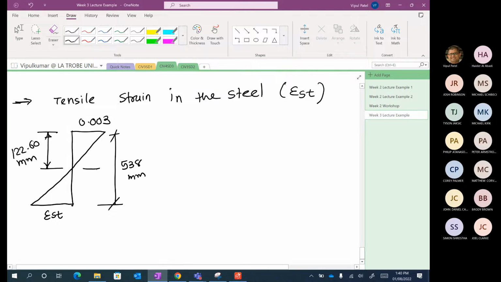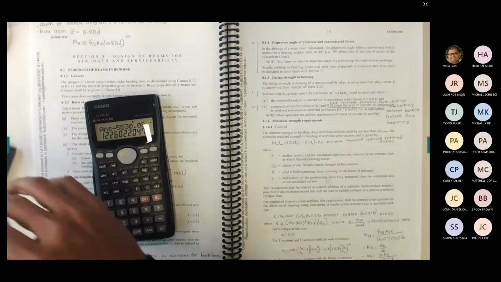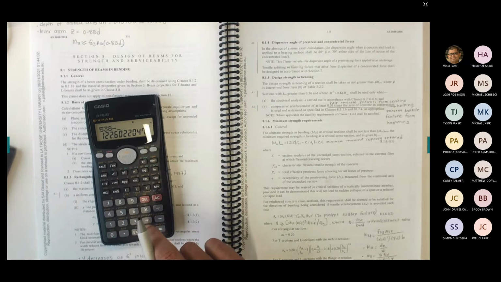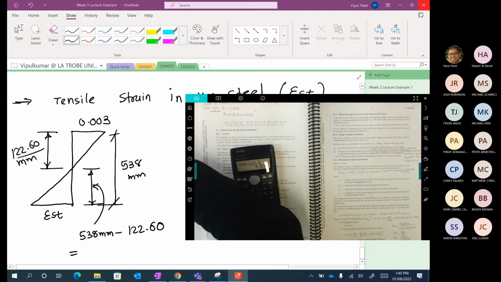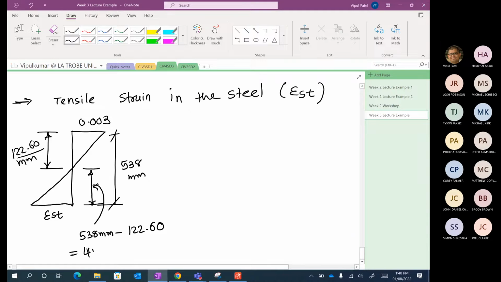So if I want to calculate this value here, then it would be 538 millimeters take away this 122.60. 538 take away 122.6 gives you 415.4. 415.4 millimeters. So now we can use similar triangles.